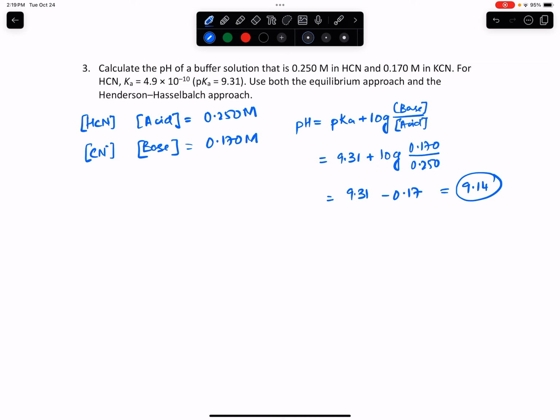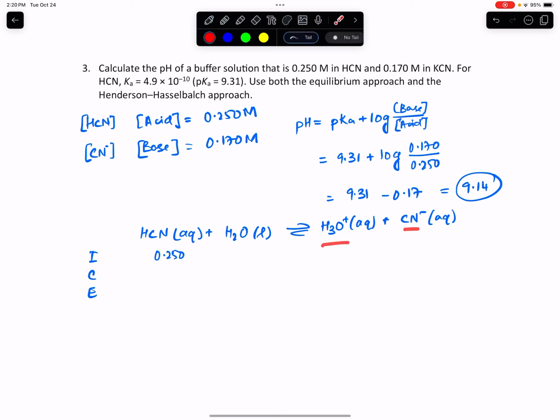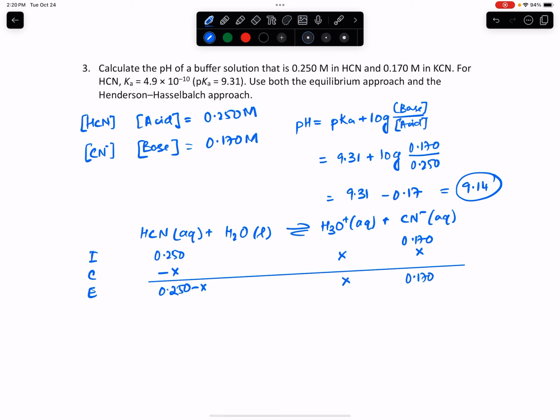Now let's see how we can calculate this using the equilibrium approach. For the equilibrium approach, we need to take this acid and write the acid ionization equilibrium for it. We get HCN aqueous plus H2O liquid gives H3O plus aqueous plus CN minus aqueous. Let's create an ICE table: initial, change, equilibrium. Initially we have 0.250 molar of the acid, nothing of H3O plus, and 0.170 molar CN minus. The change is minus X, plus X, plus X. At equilibrium, we have 0.250 minus X, X, and 0.170 plus X.